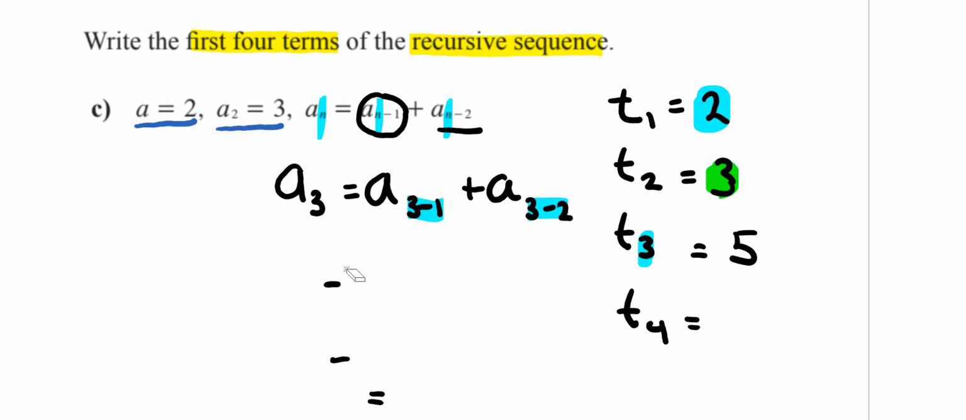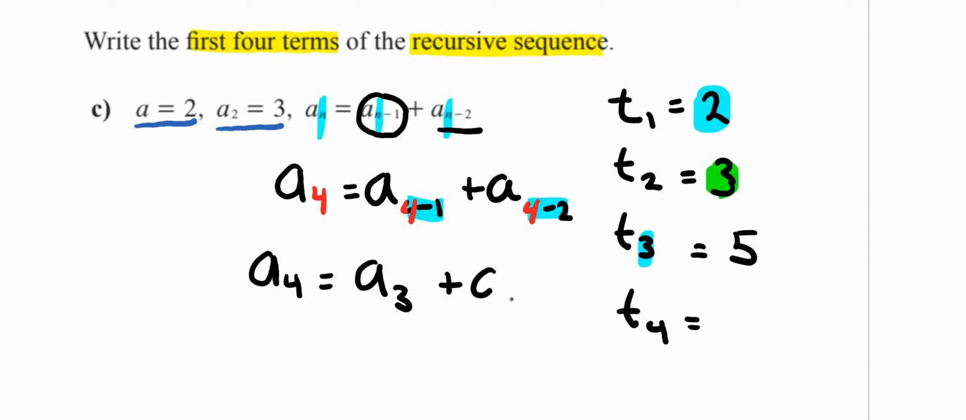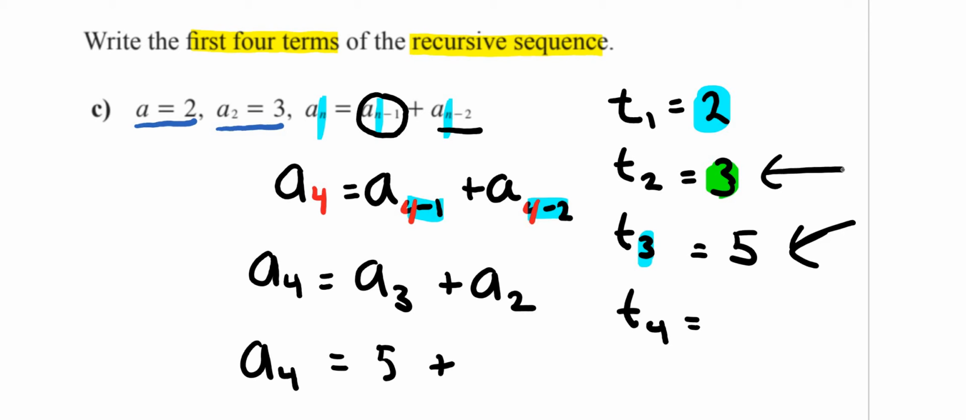Okay, and then now we need to find the fourth term. Anytime you see these values of 3, we're going to replace those with 4 now, because I want to find the fourth term. So 4 minus 1 is going to be 3, and 4 minus 2 is going to be 2. My fourth term is really the third term, which has a value of 5, plus my second term, which has a value of 3. So 5 plus 3 is going to be 8. So my fourth term has a value of 8.